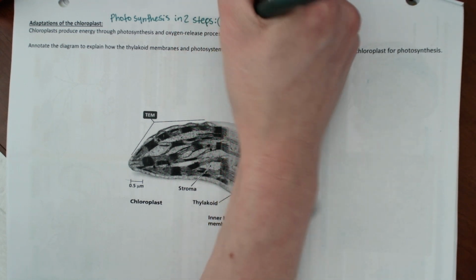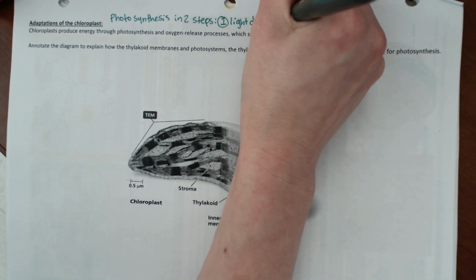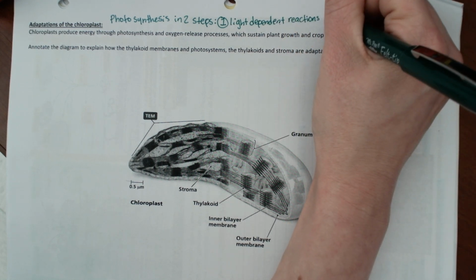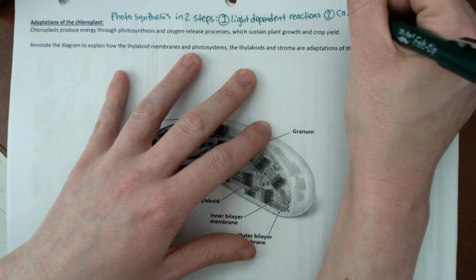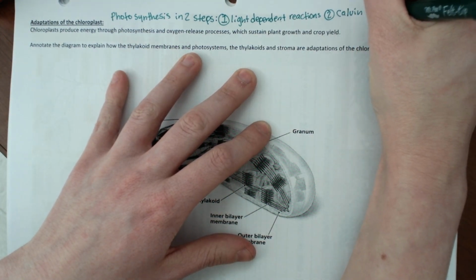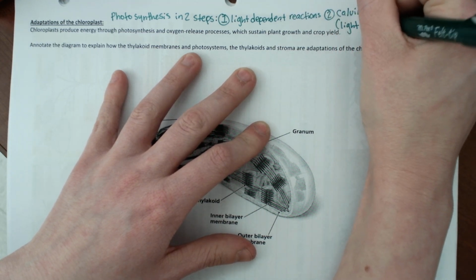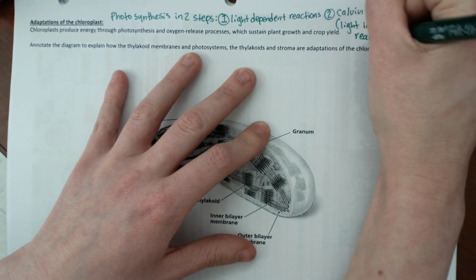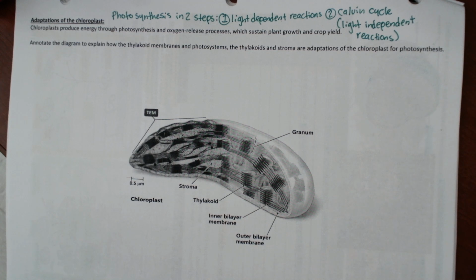First step, light-dependent reactions. Second step, your Calvin cycle, or your light-independent reactions. And then, of course, you have all of these things.